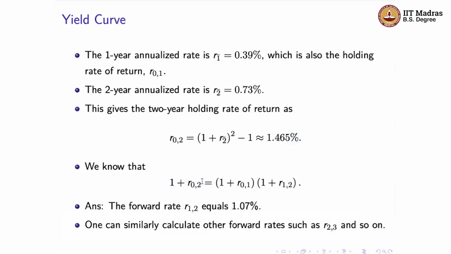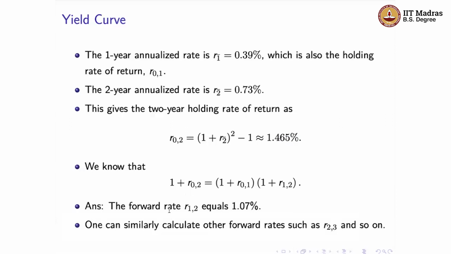So based on this, we already have a number, 1.465%, for this R02, and we also have the R01, remember, from before. So this is the 0.39%. So now we basically can solve this equation for the R12, right? And if we do that, then we end up getting that the forward rate R12 is approximately equal to 1.07%, right?